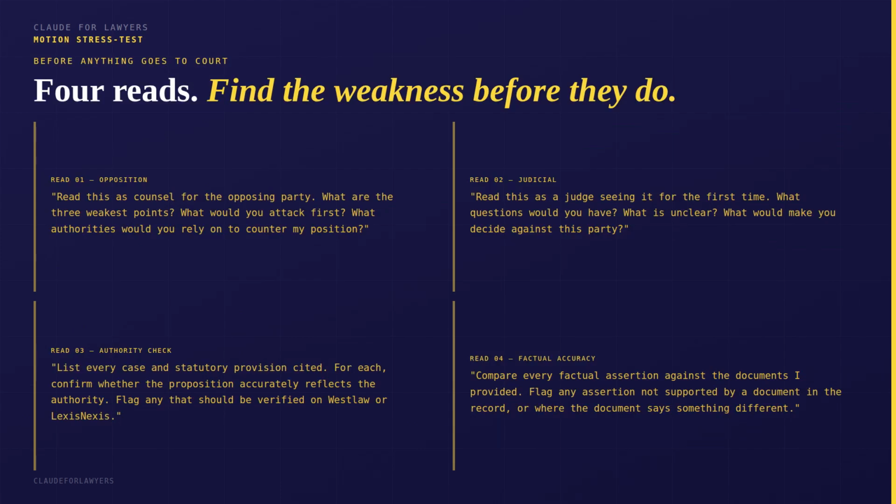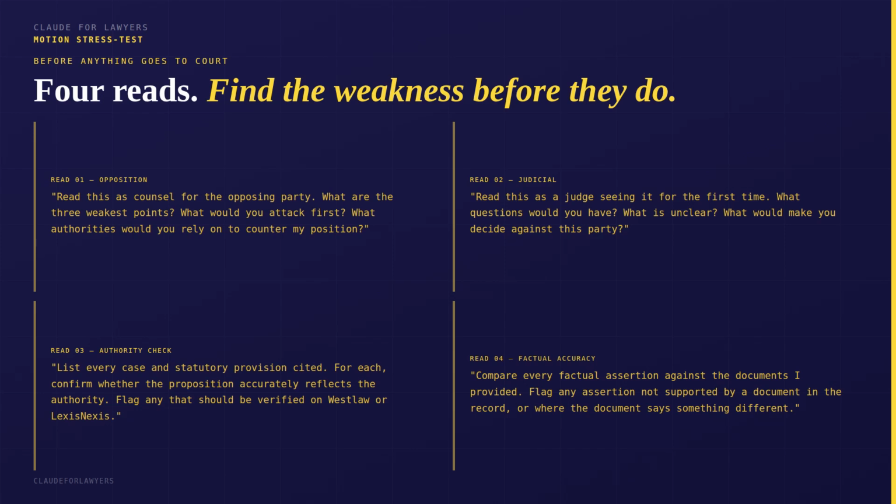Before any submission goes to court, run the stress test. 4 reads. Every time. Stress test 1. The opposition read. Read this submission as counsel for the opposing party. What are the 3 weakest points in my argument? What would you attack first? What authorities would you rely on to counter my position? This is the read that finds the weaknesses before opposing counsel does.